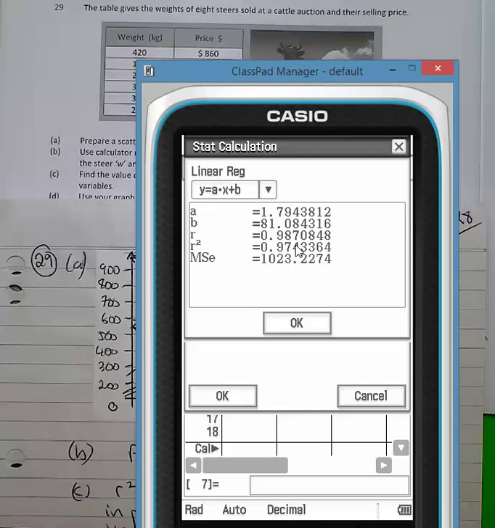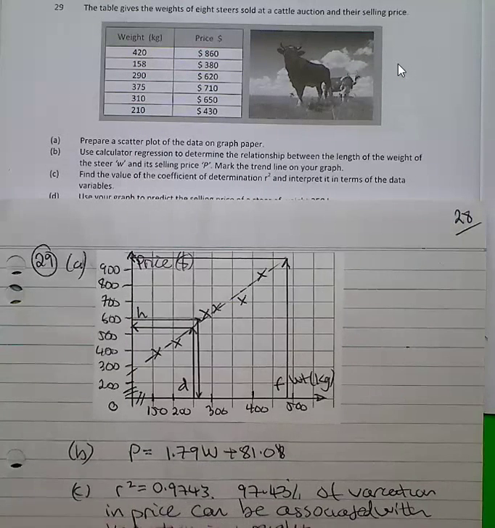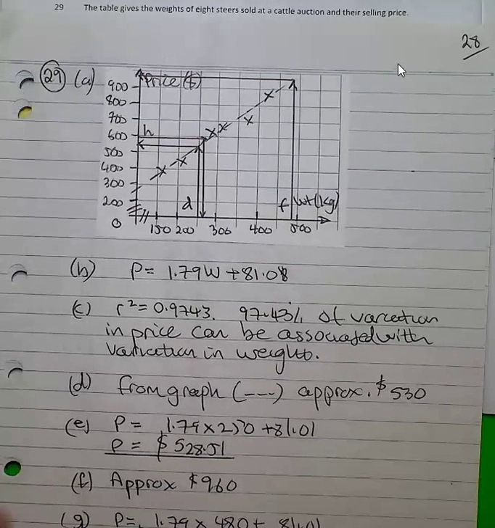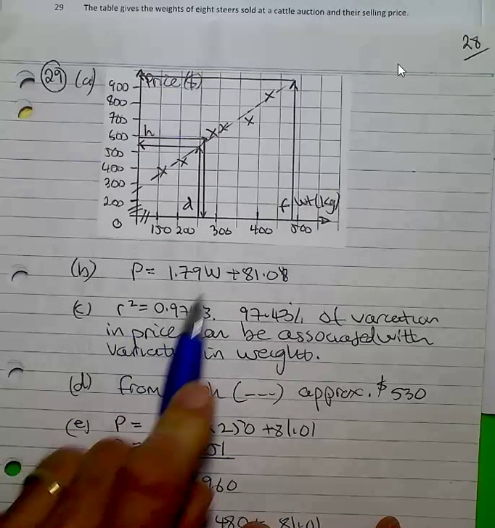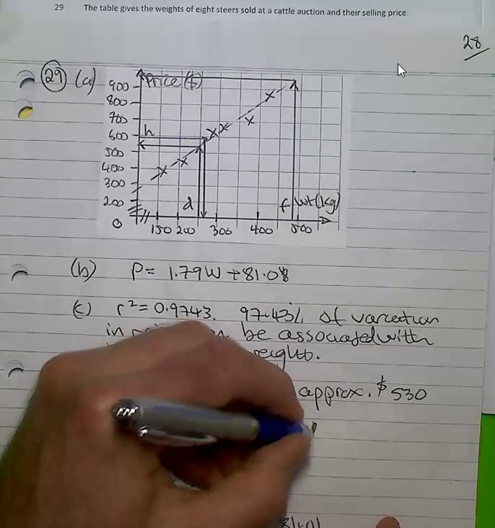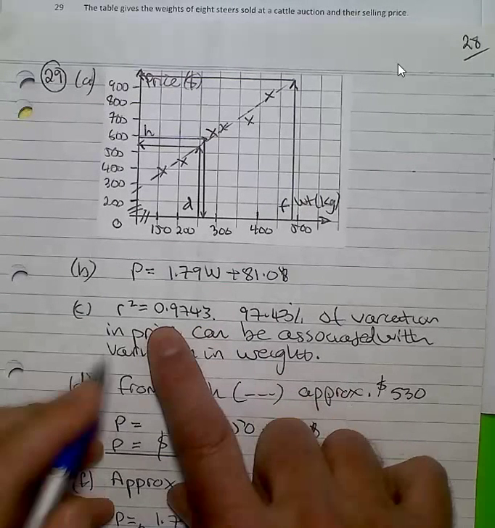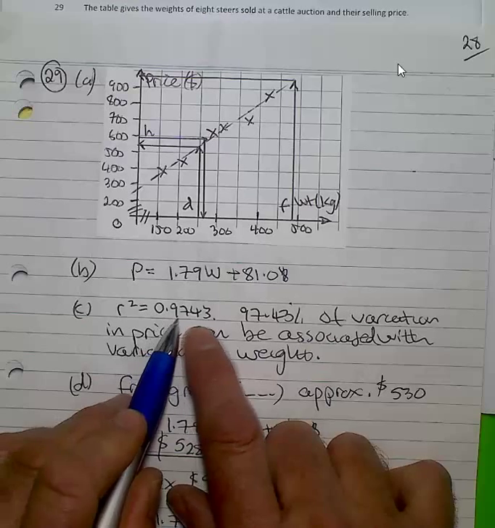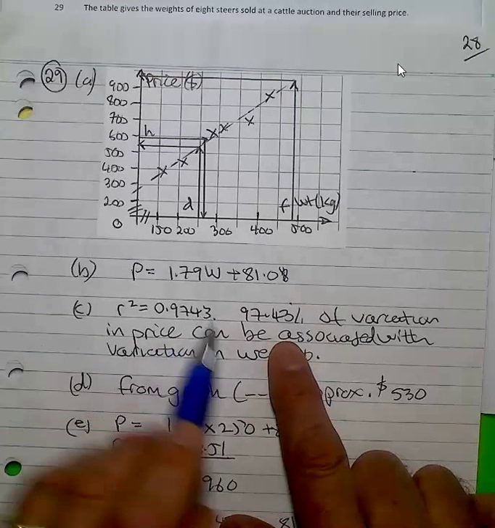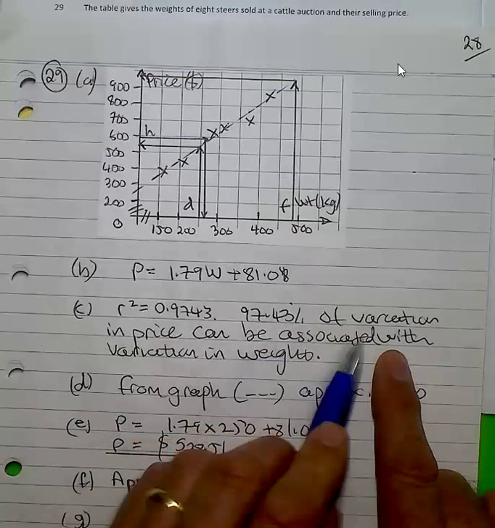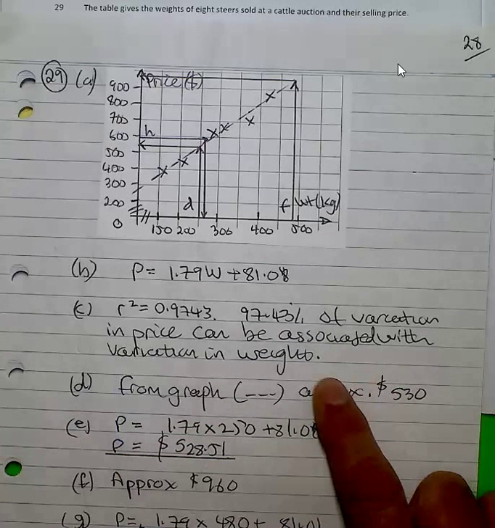So if you record that, the r squared figure is 0.9743. So if we record that, P is equal to 1.79W, not Y and X, but price relating to the weight, plus 81.08. So working that through, R squared is 0.9743. Now that means your coefficient of determination, 97.43% of the variation in price can be associated with the variation in weight.